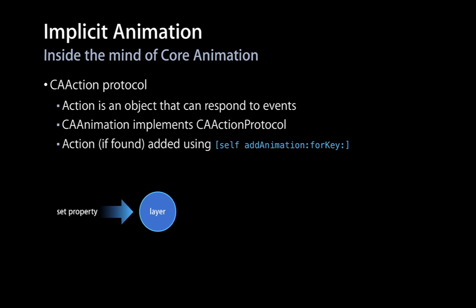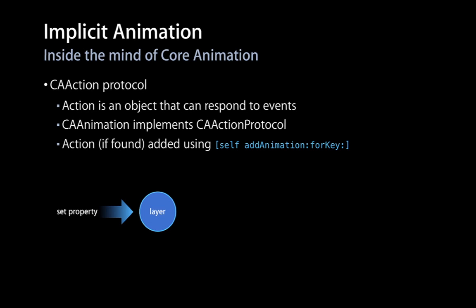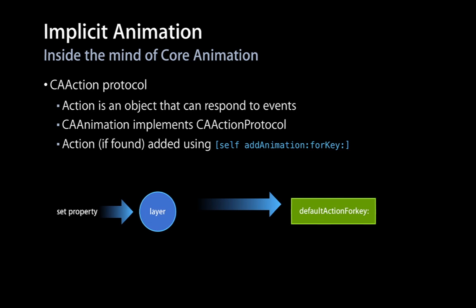So let's go through this a bit. So imagine you have a layer and some property gets set. Well, what the setter code, the default implementation of the setter code will do is send action for key to a delegate if that layer has a delegate. And that may or may not return an action. If there's no delegate, or it returns nil, then the setter will then look up in the action dictionary, which is a property of CA layer, and again, that may return nil. A couple more steps, and finally, it'll call the CA layer's default action for key, and these are, of course, implemented in the framework for all the animatable properties.